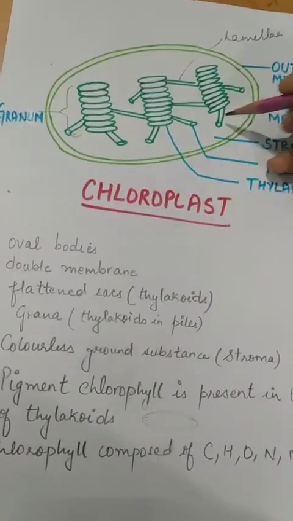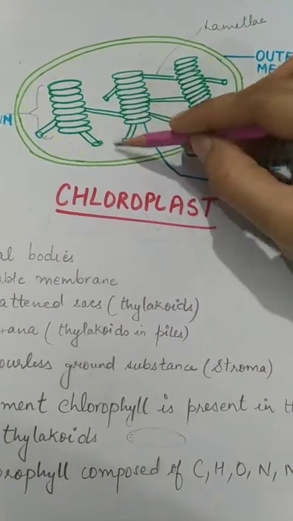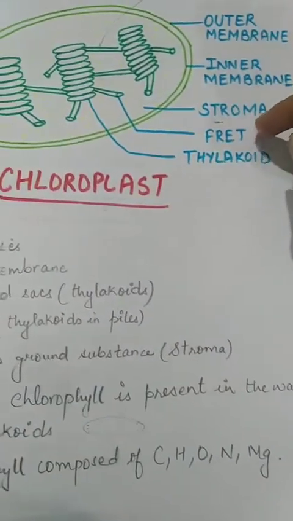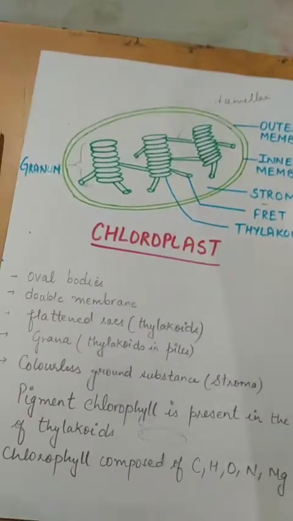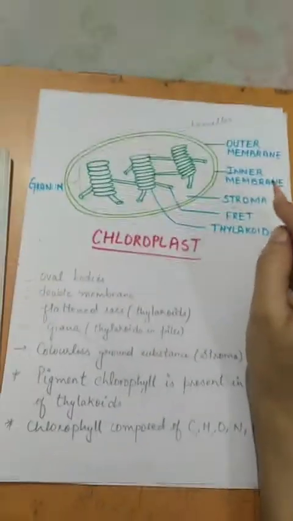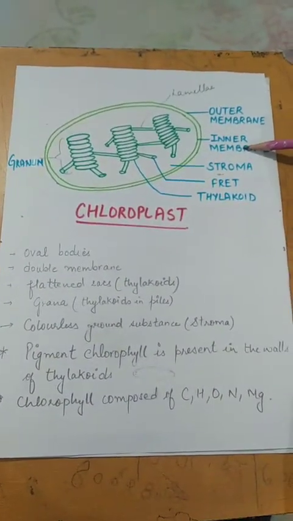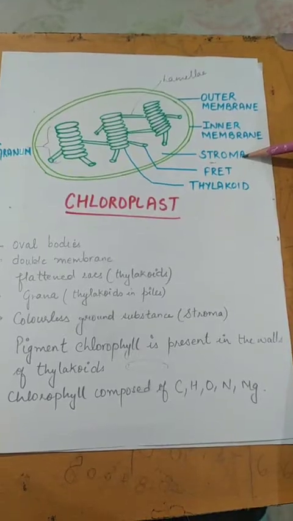Then we have some interconnecting bars which connect one thylakoid with the other, and these thylakoids into the stroma. They are known as fret. So these are the different parts inside the chloroplast. So just have a look: outer membrane, inner membrane, clear ground substance stroma.